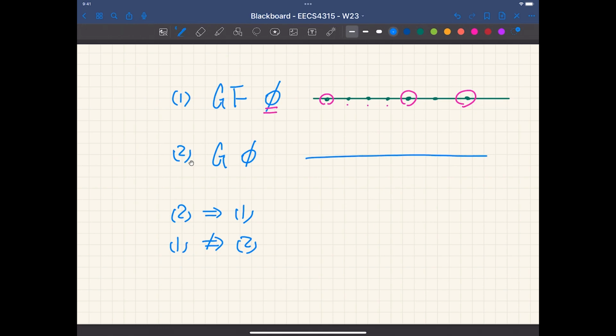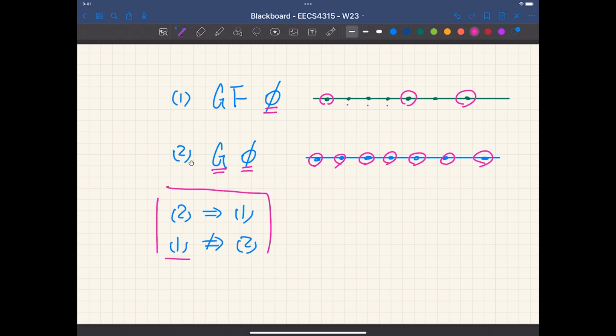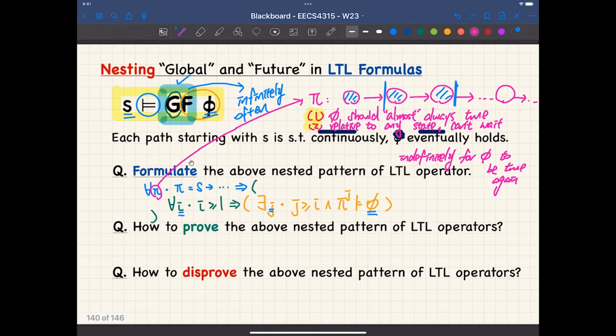If I got an infinite number of states over here, let's say here, in that case, phi must be globally always true, continuously. If you miss any one of them, it's not the case anymore. Right? That's why it's so important to understand this, to emphasize. Okay, let's go back. Right, how to prove and disprove.